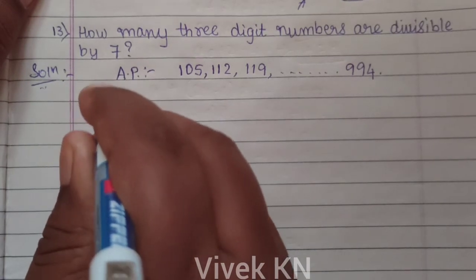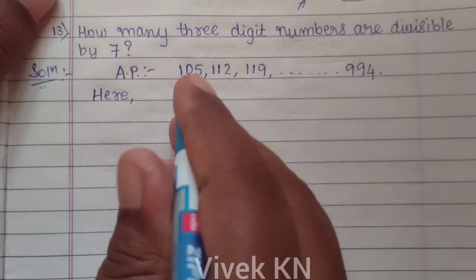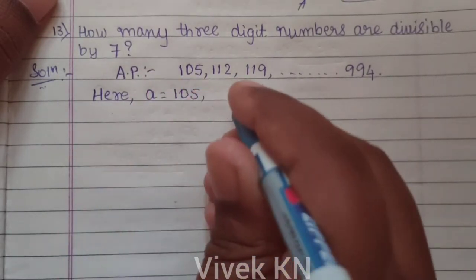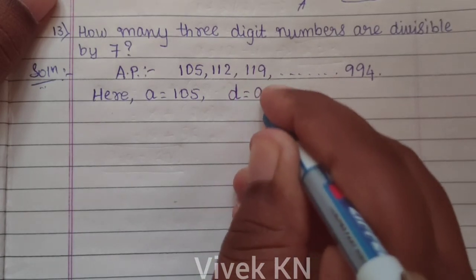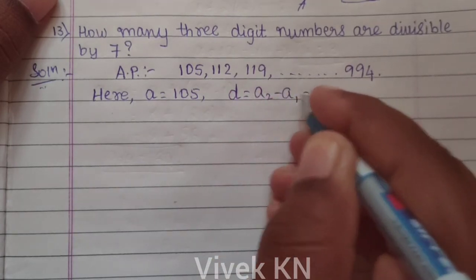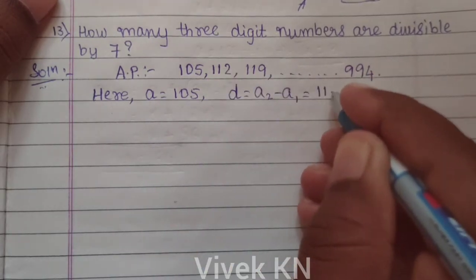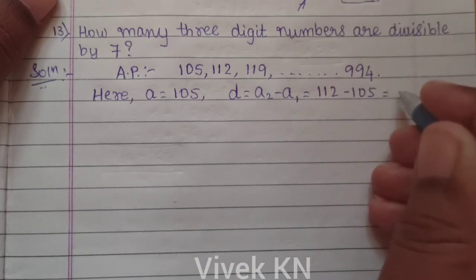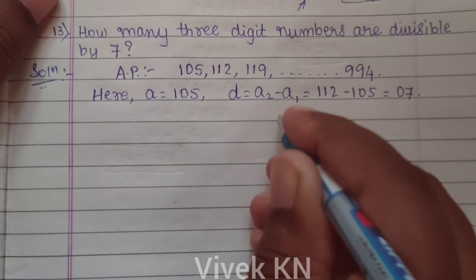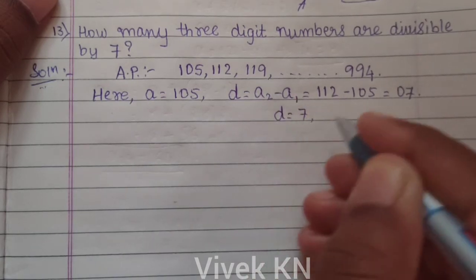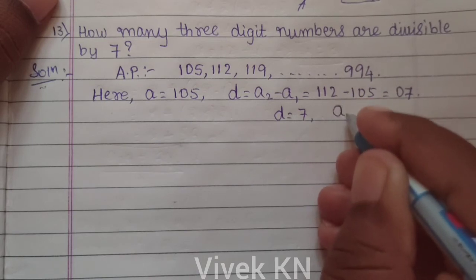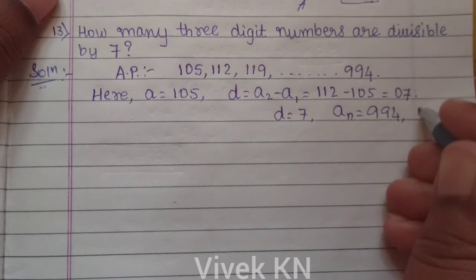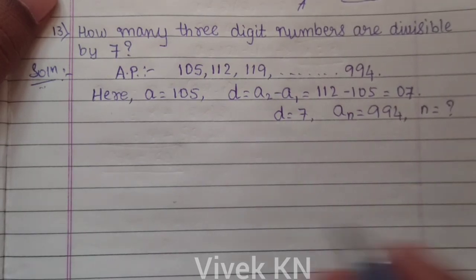Here the first term is 105. Common difference is equal to a2 minus a1. Second term is 112 minus first term 105, that is equal to 7. Common difference is 7, and the last term is 994. We have to find the value of n.